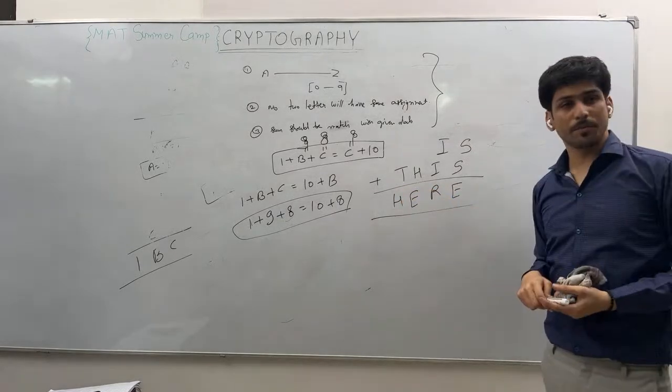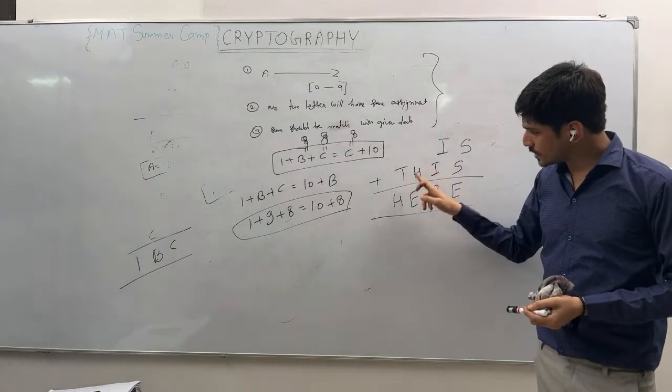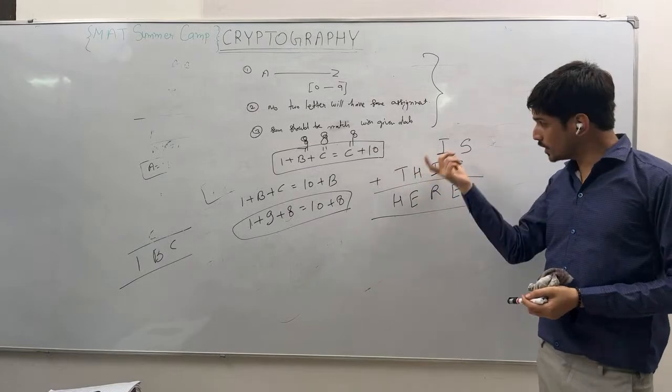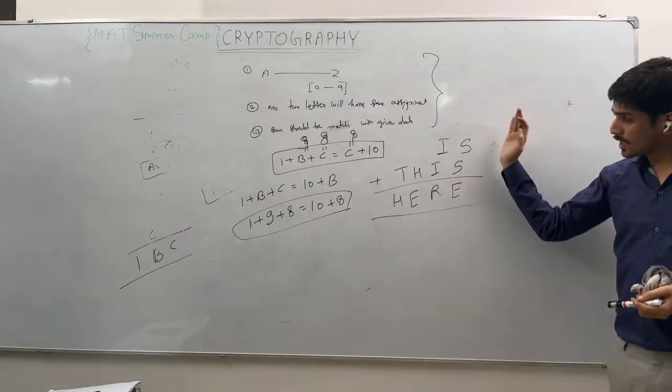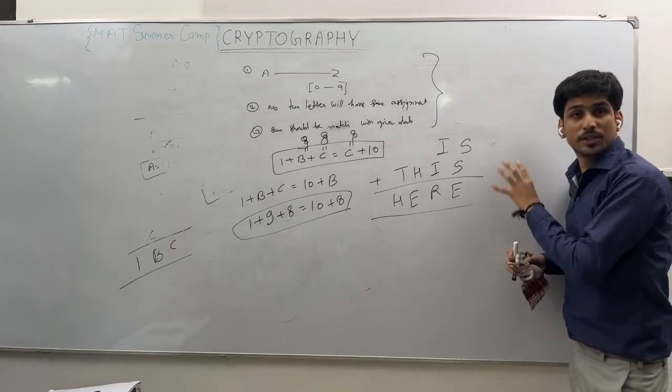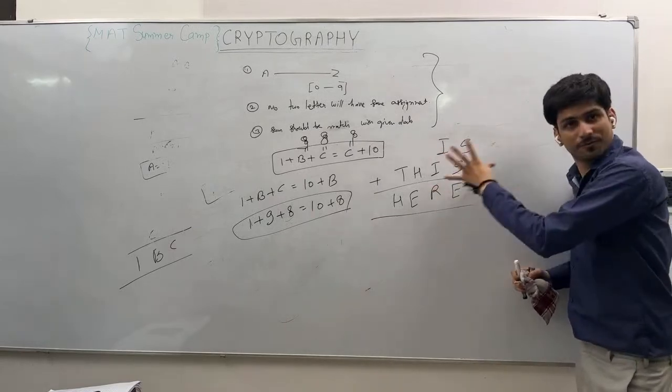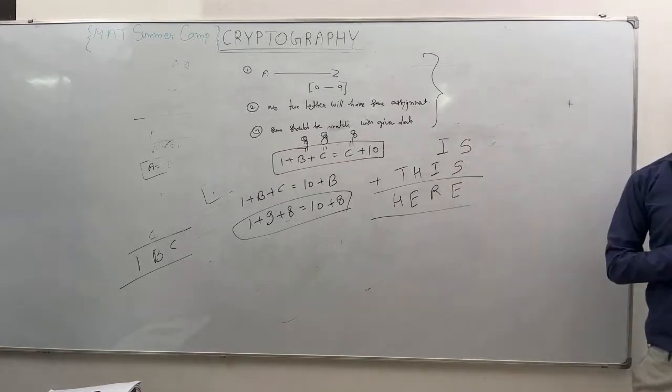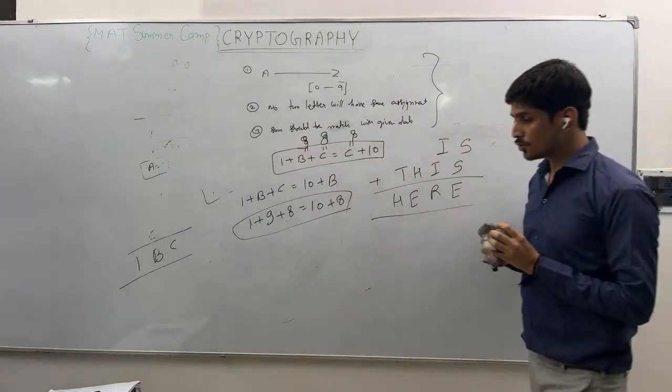T and H cannot be the same, right? If this H, then definitely this H will be the same. But here you have to choose the number which will satisfy. In simple words, you have to select the numbers 0 to 9 such that all are different and satisfy this condition. That's all. Try to solve this condition.